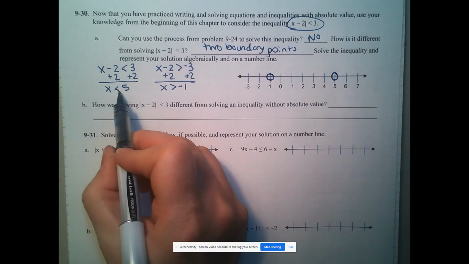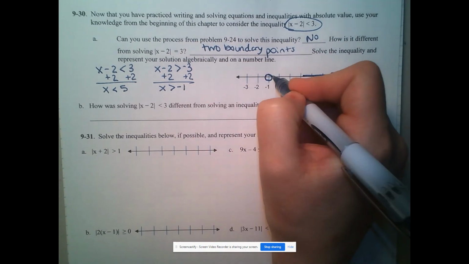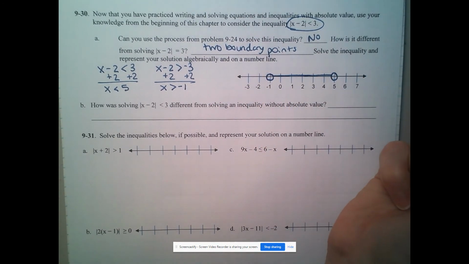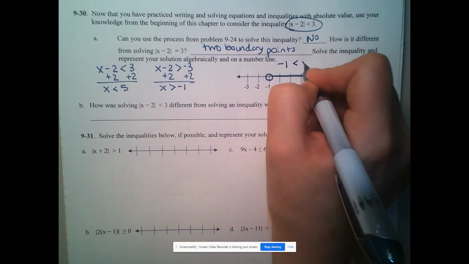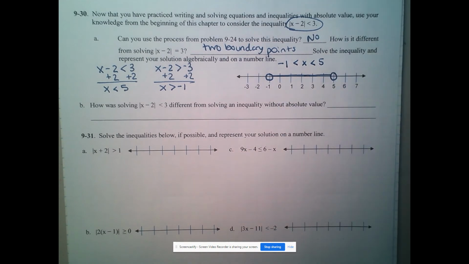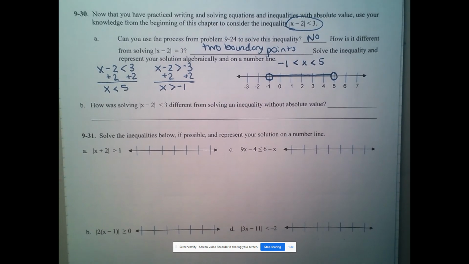And x is less than 5, so I'm coming this way. X is greater than negative 1, so I'm going this way. So I'm really shading everything in between. So it's the interval, negative 1 is less than x is less than 5. Open circles means none of the equal signs, and I'm saying any numbers between negative 1 and 5.